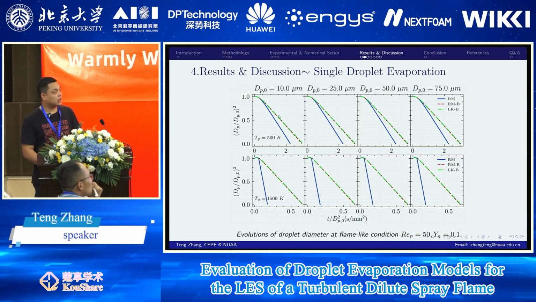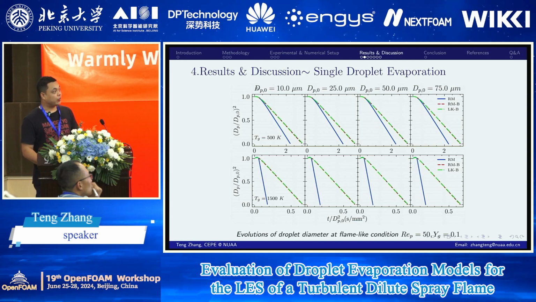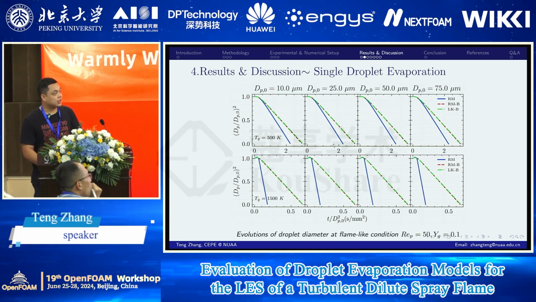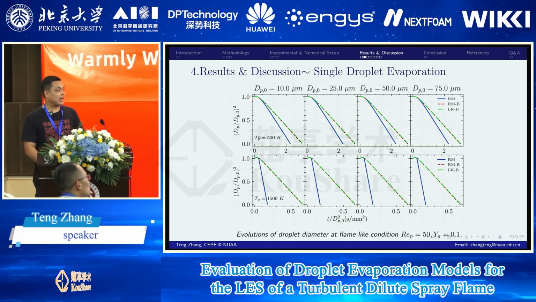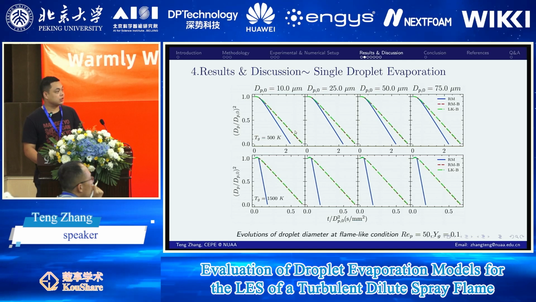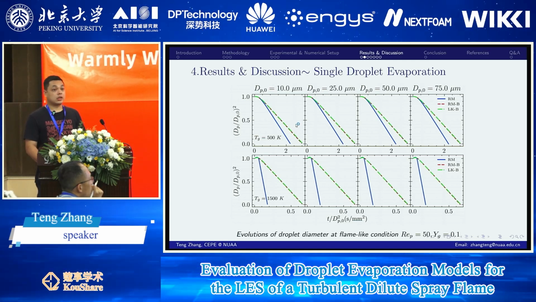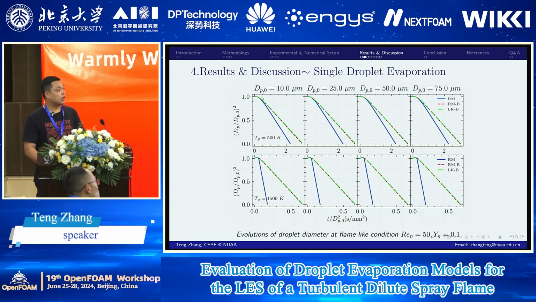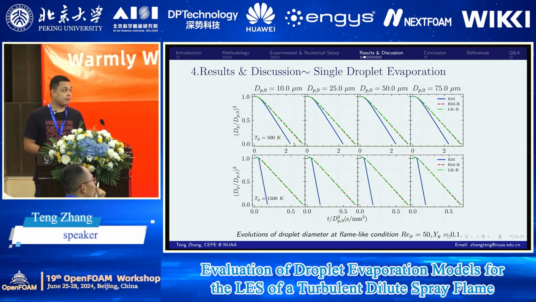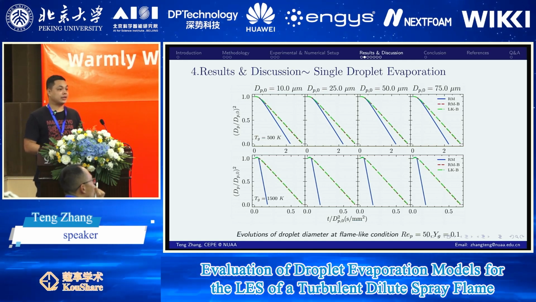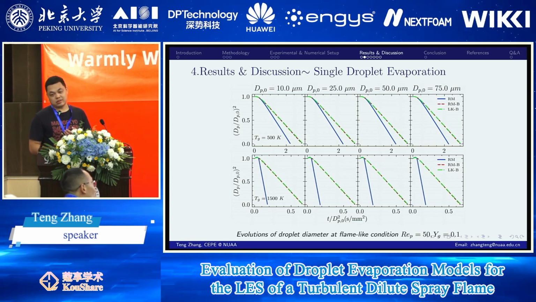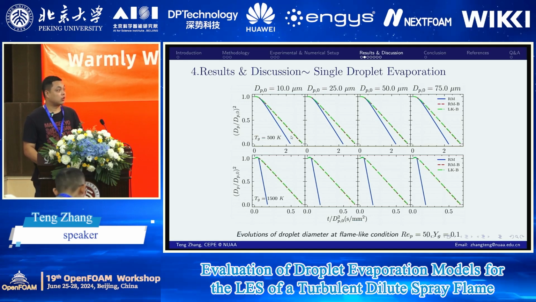So then we studied the droplet evaporation for diameter from 10 microns to 75 microns in the flame-like condition. The temperature of the base gas is from 500 Kelvin to 1500 Kelvin. So we can see from the evolution of the diameter that only for the low temperature case with the decrease of the initial diameter, the RMB model and the LKB model have small differences. This shows the non-equilibrium only has a minor effect for the small droplets at a lower temperature.